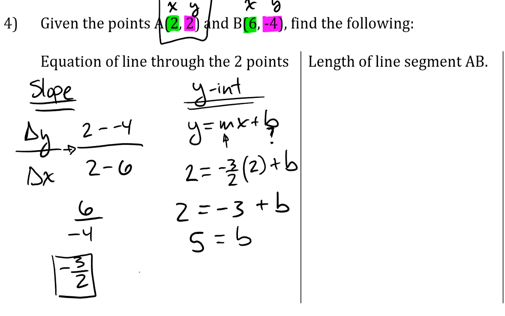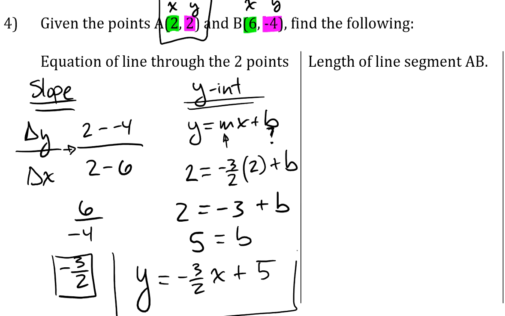So the equation of my line, I think, is y equals -3/2 times x and then plus the number 5. This is the equation of my line.